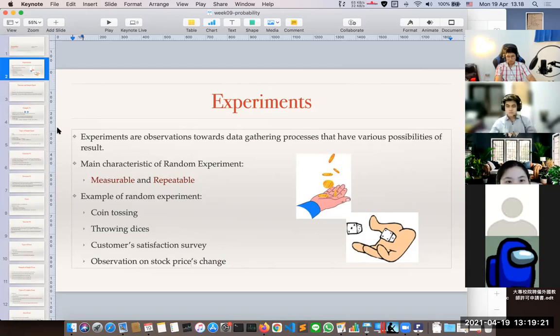I will not talk about the details of this one again. These are just examples I want to give you so that you know what activity can be considered a random experiment. Even in the real world, in your day to day life, you will always notice this kind of random experiment activity.